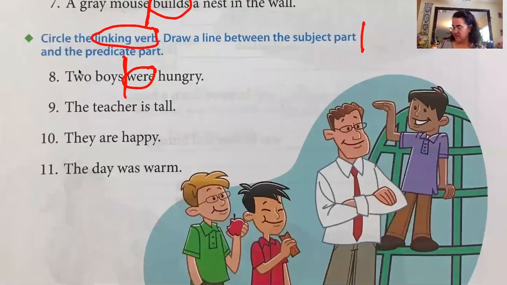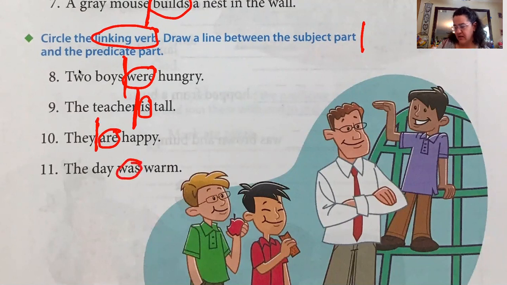Circle the linking verb and draw a line between the subject part and the predicate part. We have the teacher is tall. What is our linking verb? Is. Circle is. Draw a line between the subject part and the predicate part. Who is? The teacher is. Draw that line. Now we have they are happy. Linking verbs are is and are. So what's our linking verb there? Are. And who are? They are. The day was warm. What's our linking verb there? Was. Who or what was? The day was. All right, second grade, good work.